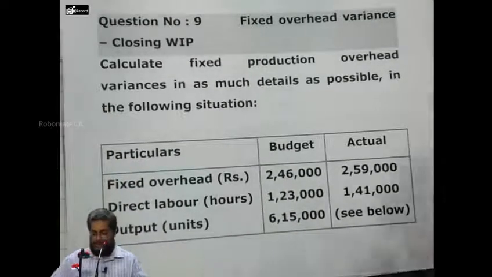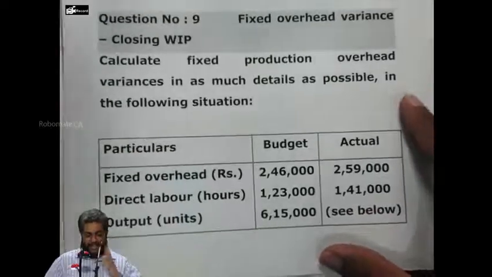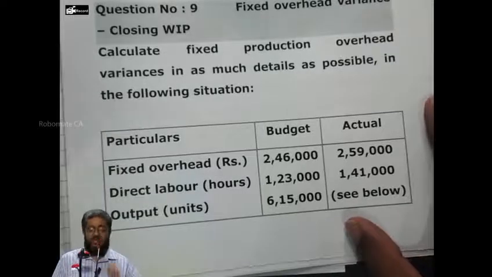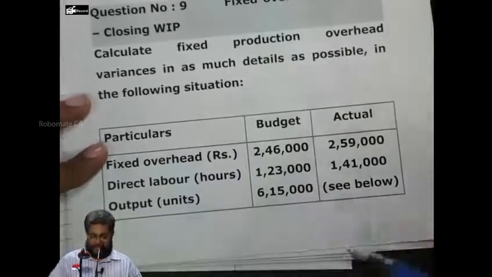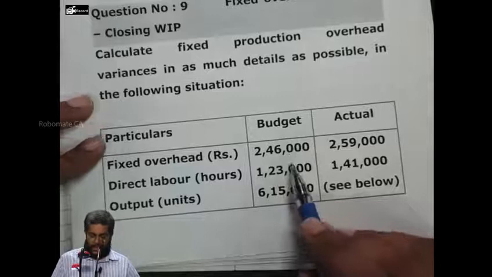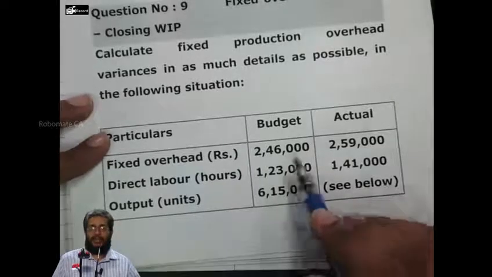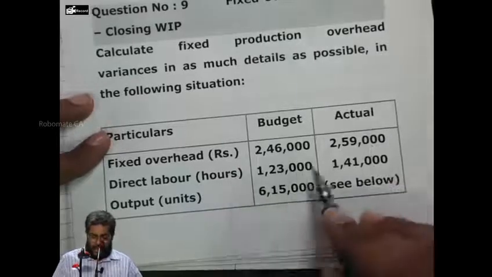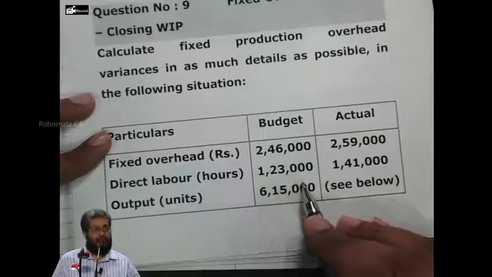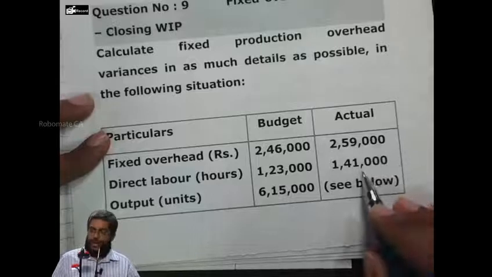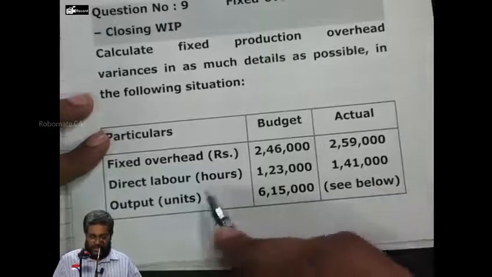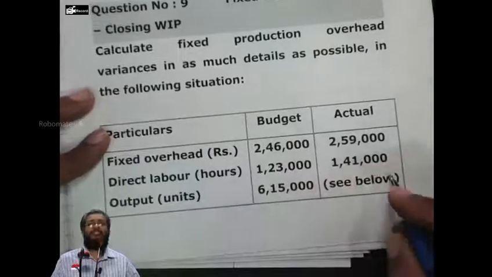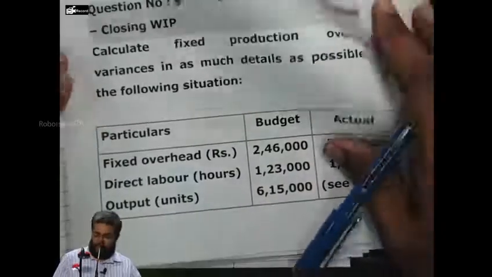Calculate fixed production overhead variances in as much detail as possible in the following situation. Budgeted fixed overheads 2,46,000. Actual fixed overheads 2,59,000. Direct labor budgeted 1,23,000 hours. Actual is 1,41,000 hours. Budgeted output is 6,15,000 units. Actual output is given below.